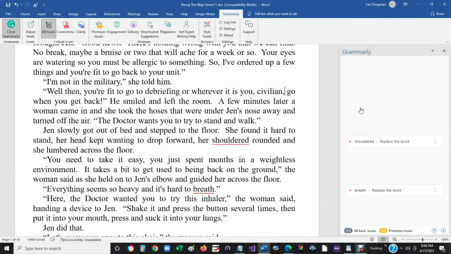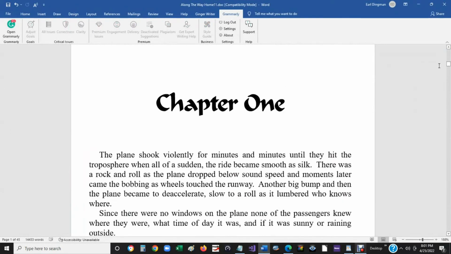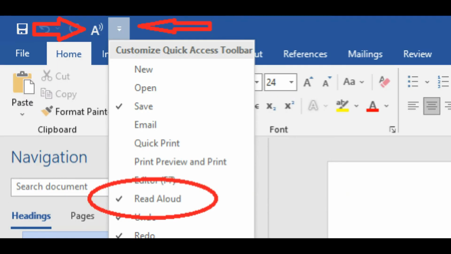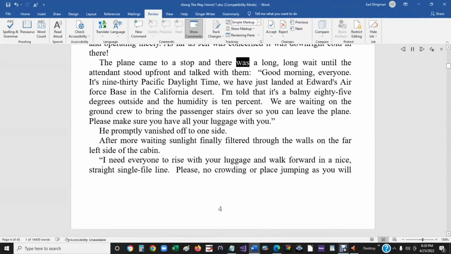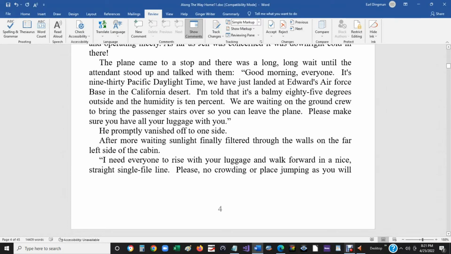And I think we're going to go straight to the reading thing, which is that A with the 2 parentheses up at the top. That's the text-to-speech function. It's downright cold in there. The plane came to a stop and there was a long wait until the attendant stood up front and talked with them. Good morning, everyone. It's 9. Okay. Let's get rid of front. Makes the sentence read better.